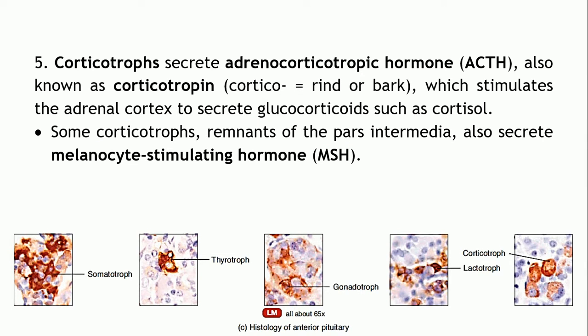And the fifth type of cells are the corticotrophs. So they secrete a hormone called adrenocorticotropic hormone. ACTH is the accepted short form. This hormone is also known as corticotropin. Cortico means rind or bark. Now why it is also known as corticotropin is because it stimulates the adrenal cortex to produce hormones like cortisol, which is a glucocorticoid actually. We will be coming to this when we consider the adrenal glands in detail. All these you will be studying in detail as we consider all the different types of glands.